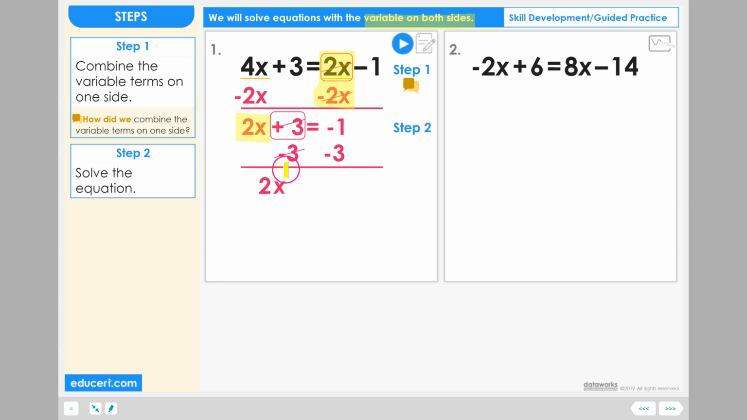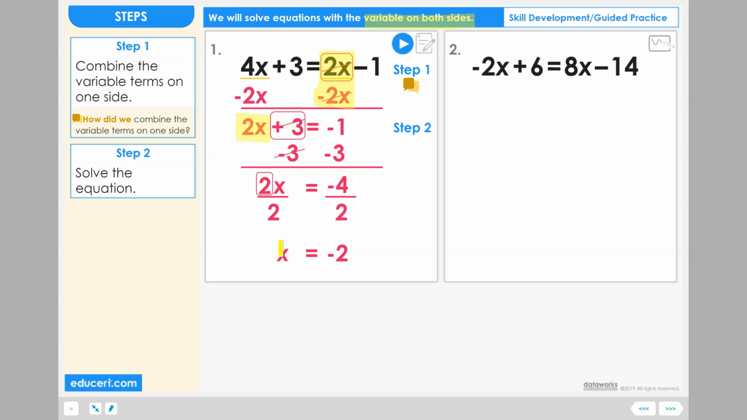The 3's are cancelled, and this equals negative 1 minus 3 more, same sign, so we add 4 and keep the sign negative, negative 4. To isolate the variable, we undo the times 2 by dividing by 2, and we do this to both sides, leaving us with x is equal to negative 2. We have now solved the equation because x is all alone on one side of our equation.